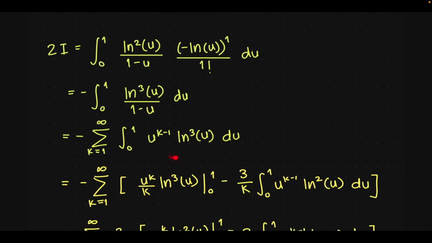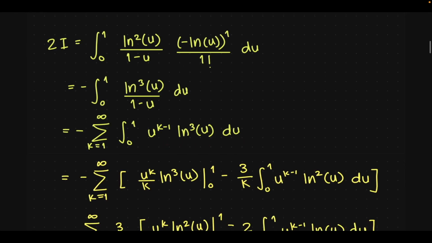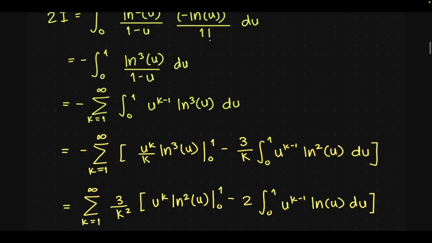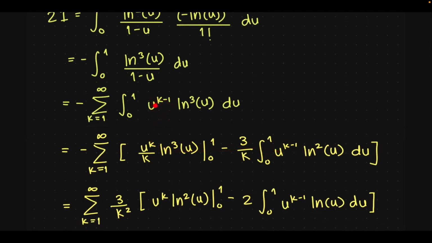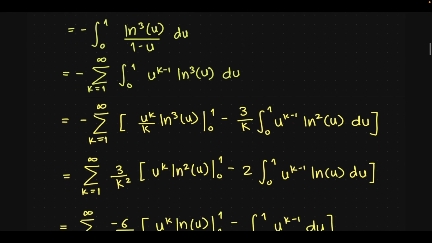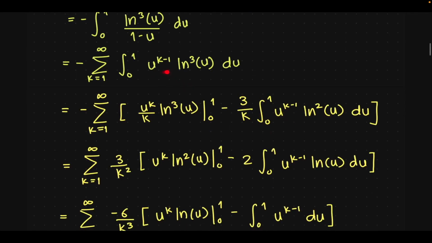And now just integrate by parts, without anything better to say about this. So we have minus the sum from k equals 1 to infinity of u to the k over k times ln cubed u from 0 to 1, minus 3 over k times the integral 0 to 1 of u to the k minus 1 ln squared u du, where this is the second term. So we're just taking the antiderivative of u every time while we take the derivative of the ln cubed in this second term, which involves the integral in it. That's just classic integration by parts. We've never taken an antiderivative of an ln function, so why should we here?